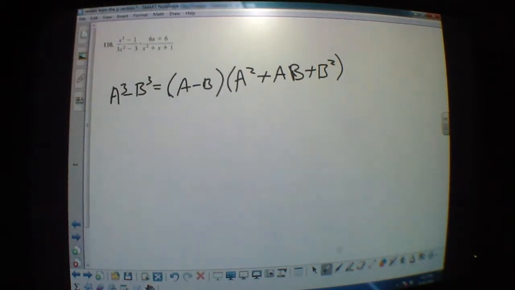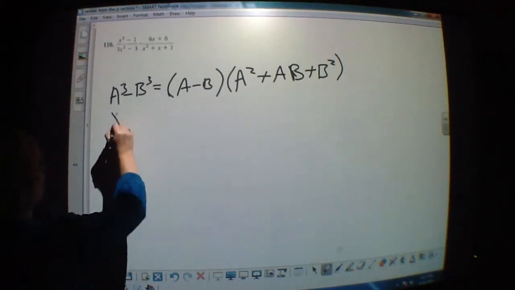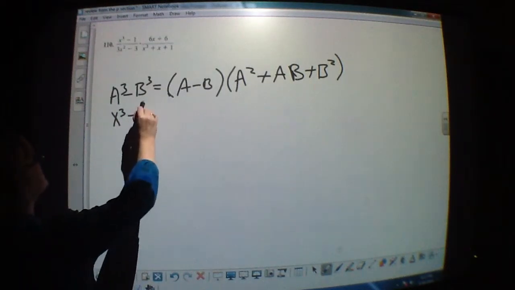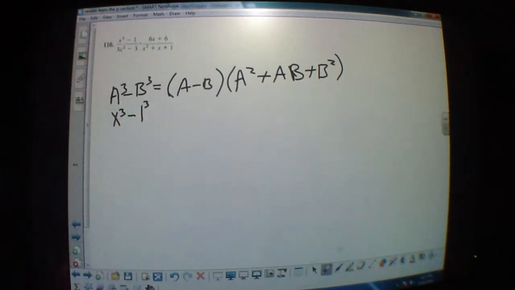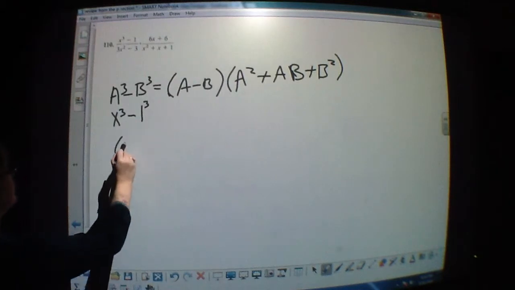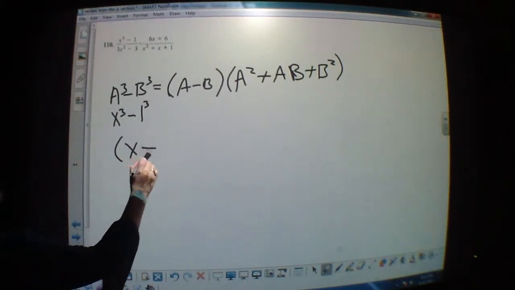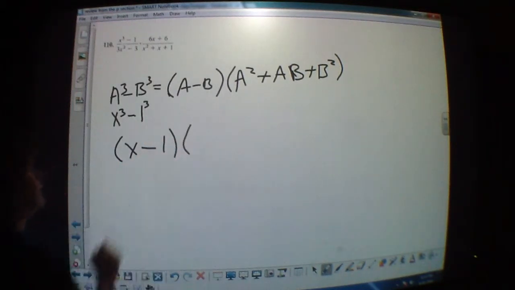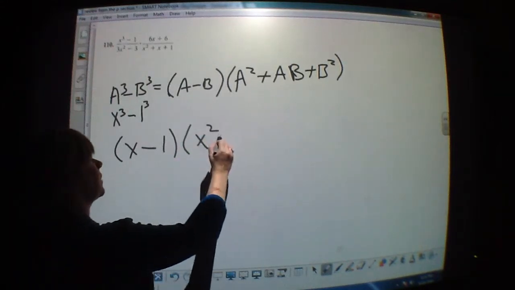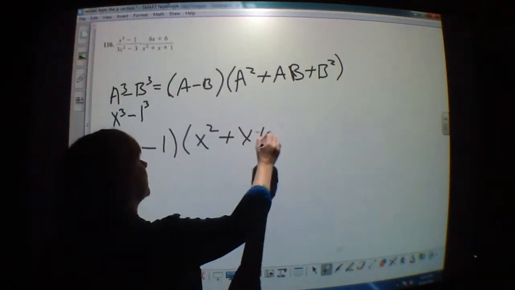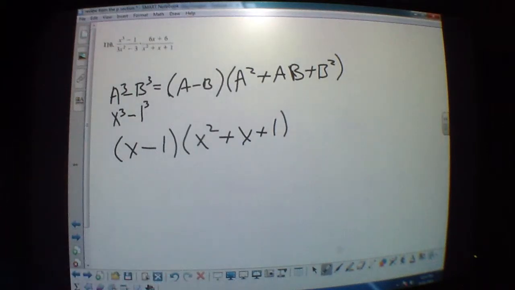They have difference of cubes and sum of cubes, the formulas for those. So I basically have an x cubed minus 1, but you can think of the 1 as 1 cubed if you want. So let's factor that. It factors into x minus 1 times the quantity x squared plus x plus 1. So there's my x cubed minus 1.